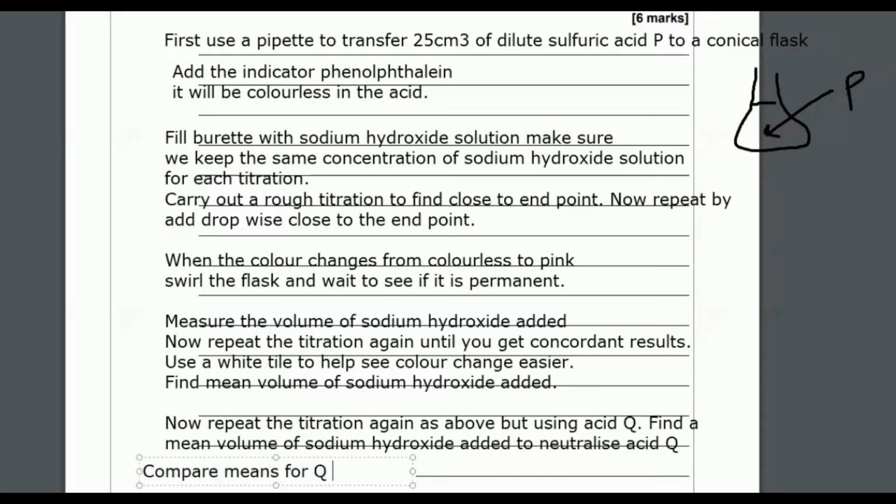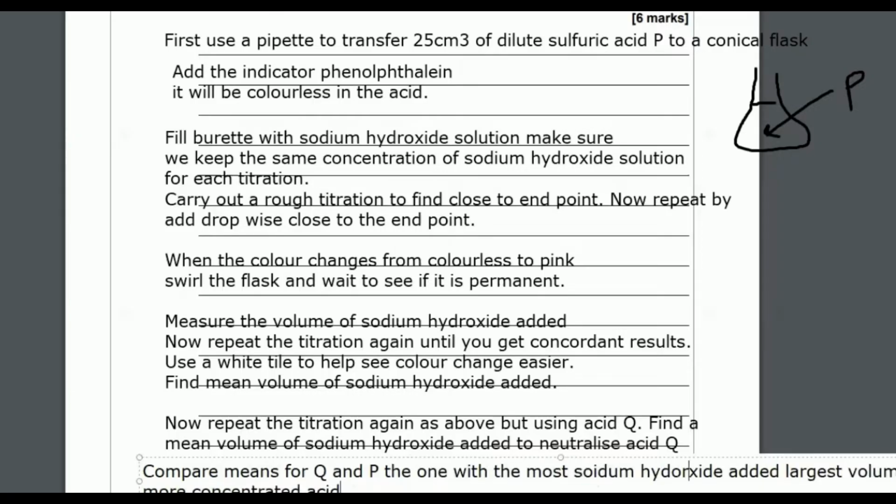Okay, let me just shift all of this, get this a little bit more into focus so you can see the rest of this question. So now repeat the titration again as above, but using Q, find a mean volume of sodium hydroxide added to neutralize acid Q. And then we need to compare the 2 volumes, which we just said for Q and P. The one we had to add more sodium hydroxide to is the stronger acid.